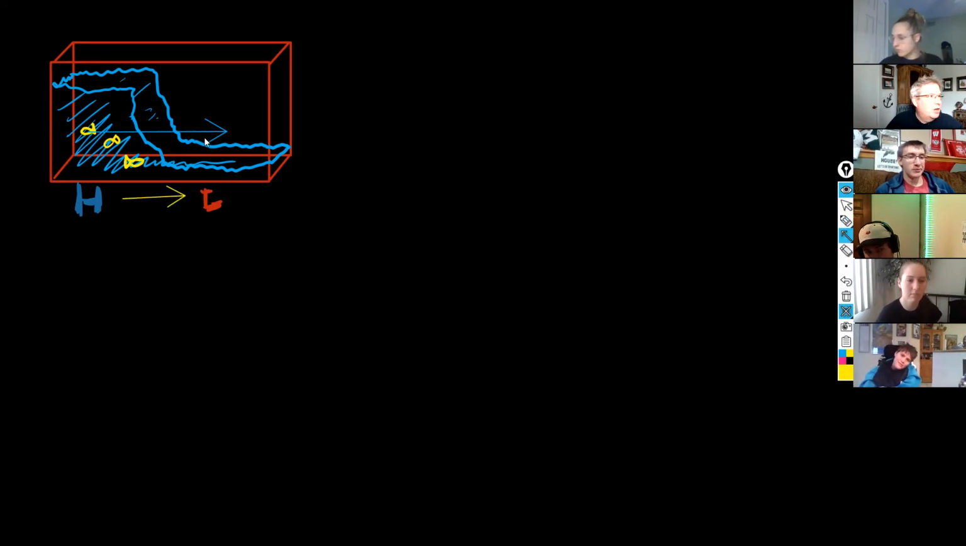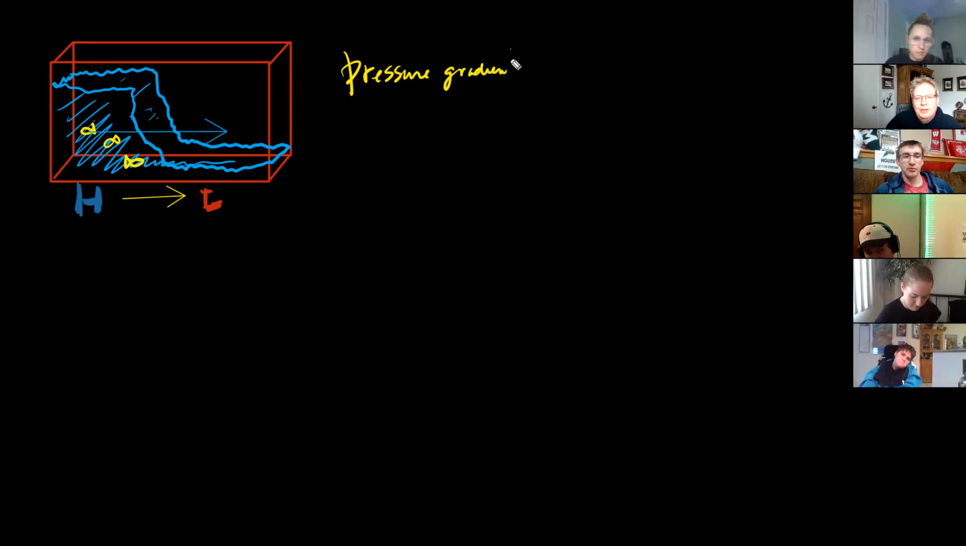How fast will the water move depends on what? How big the difference in the pressure is. So this is what we illustrate as a pressure gradient. Now, do you remember a gradient? What's the definition of a gradient?